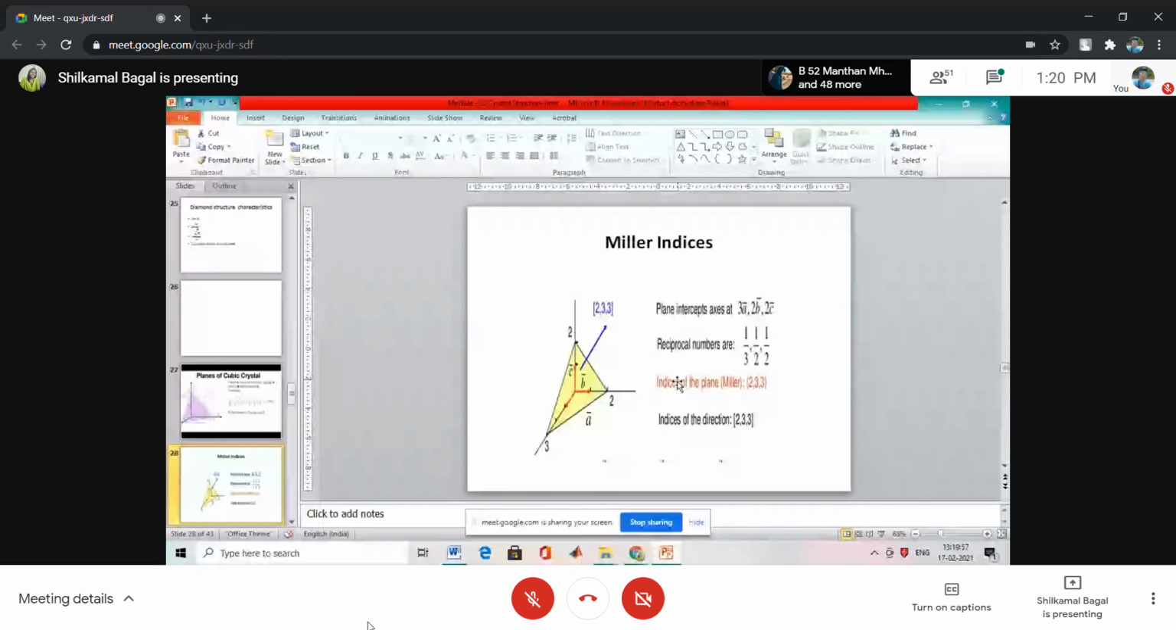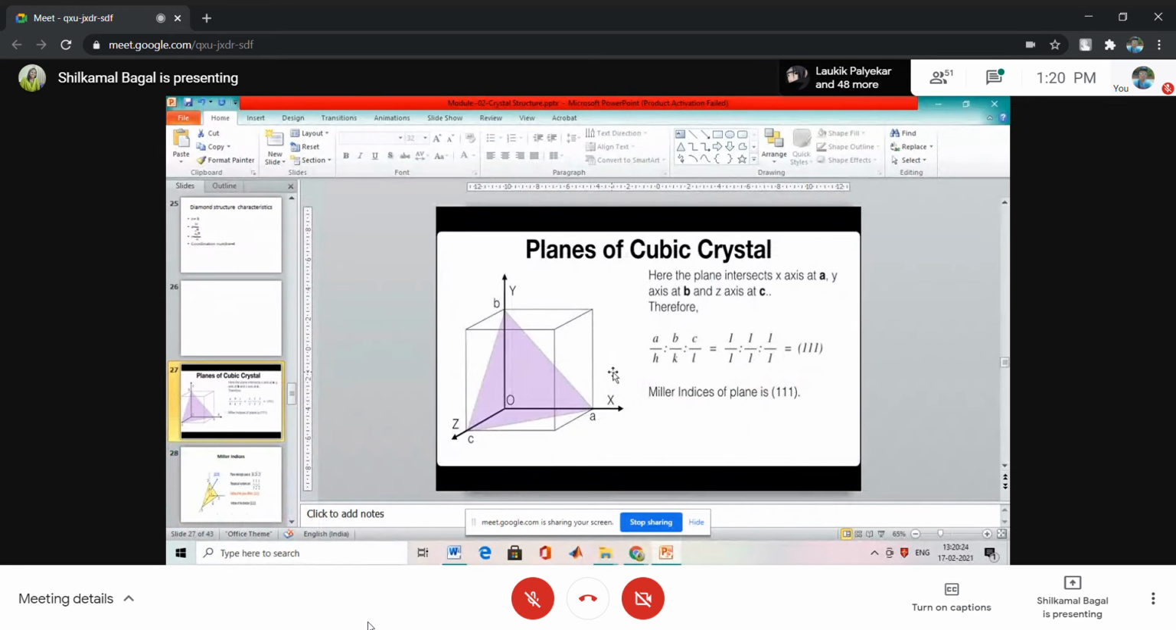Indices. To give the indices to a crystal plane, find the intercepts, then take the reciprocals and reduce to integers. These are the indices of the given plane. Then how do we write the indices of this plane now?